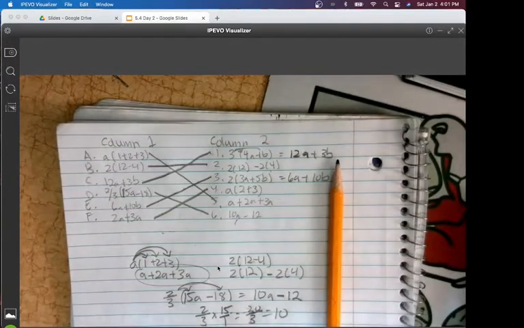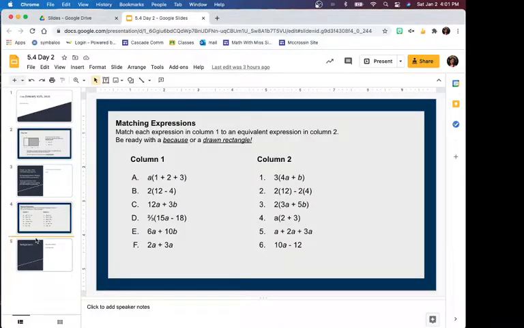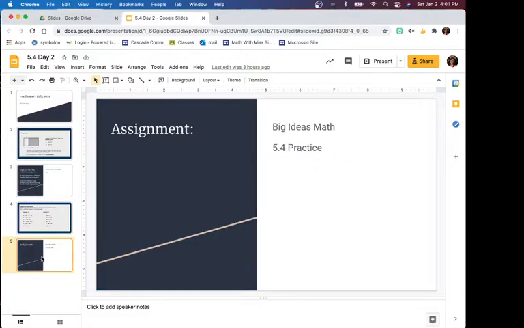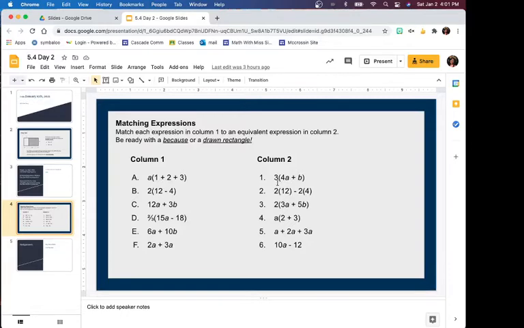After you have matched the columns, you have an assignment on Big Ideas Math 5.4 practice. At this point, everybody knows how to get onto Big Ideas Math, so I'm not even going to show you on the video. But you have your 5.4 practice, which is the same thing. You're going to be simplifying by using the distributive property. So they're going to give you a problem like this, 3 times 4a plus b, and they're going to want you to simplify it. So turn it into 12a plus 3b, essentially.